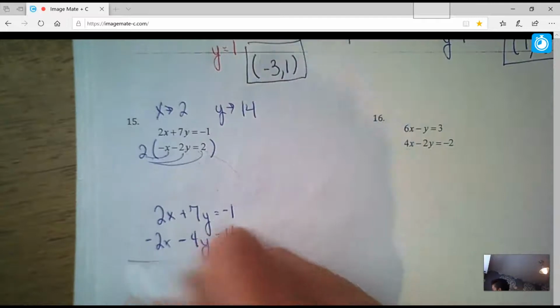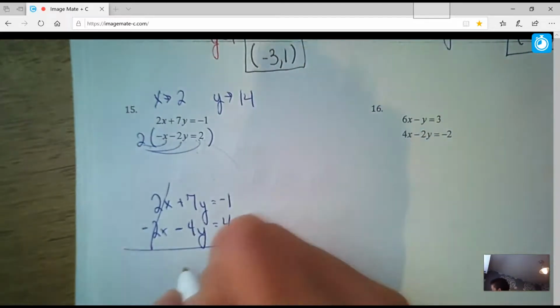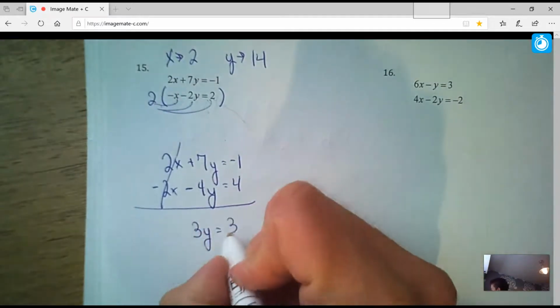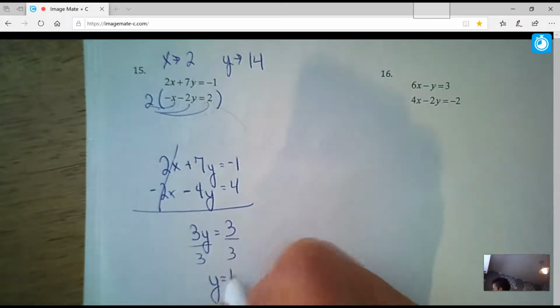So now I'm ready to add them up. Again, my x's will cancel out. I'm going to add these up. I get 3y. Let's bring down the equal sign. I'll add those up. I get 3. And then to solve, I just quickly divide by 3, and I get y to be 1.